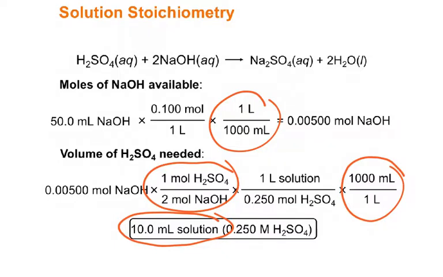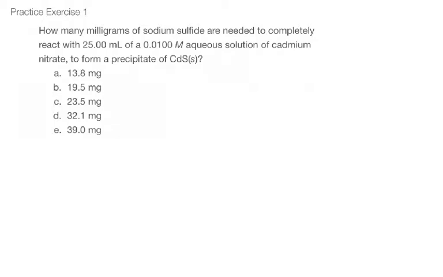Okay, so let's do this. I got 2 practice problems for you. First one is, how many milligrams of sodium sulfide are needed to completely react with 25 mLs of a 0.01 molar aqueous solution of cadmium nitrate, and it tells you the precipitate that you form.